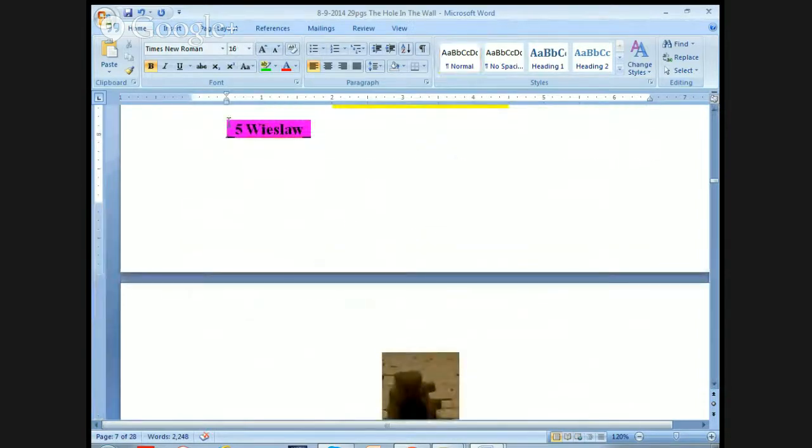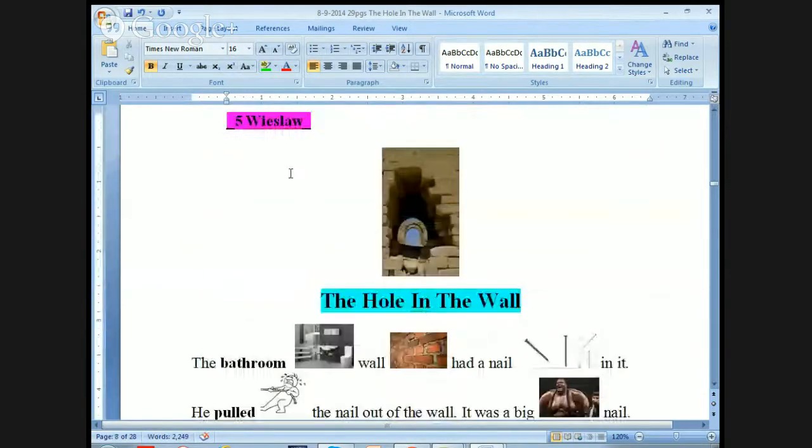Wisla, are you ready? Yes. Could you read the hole in the wall?